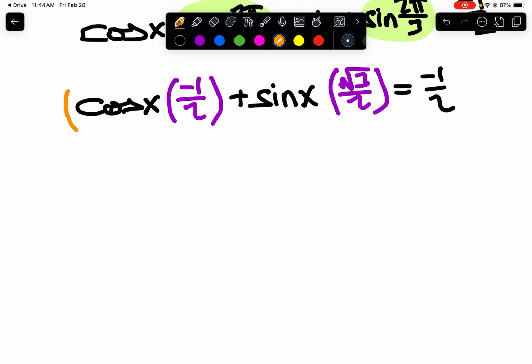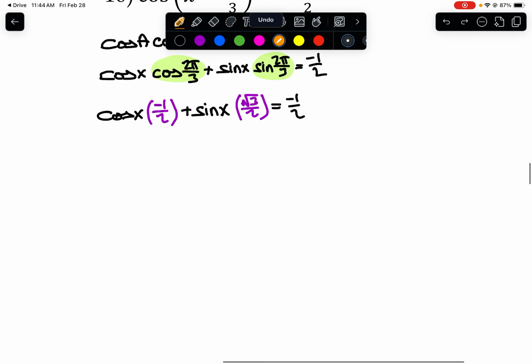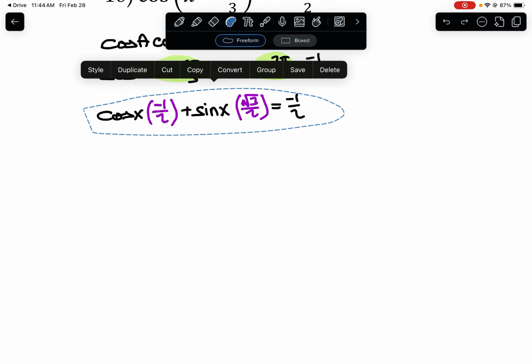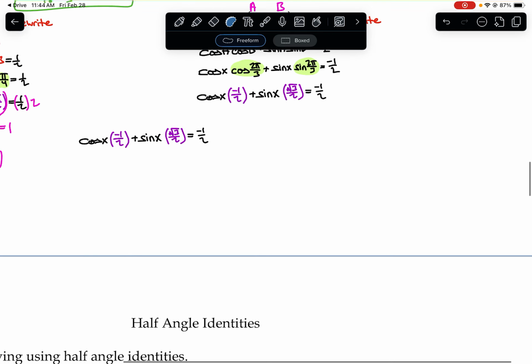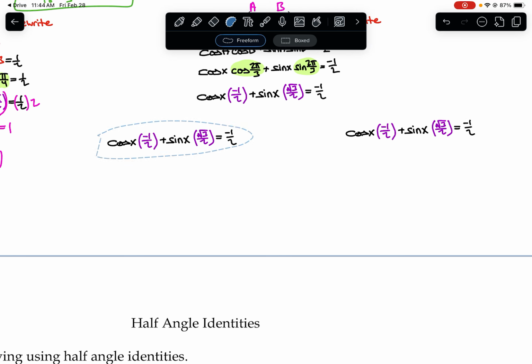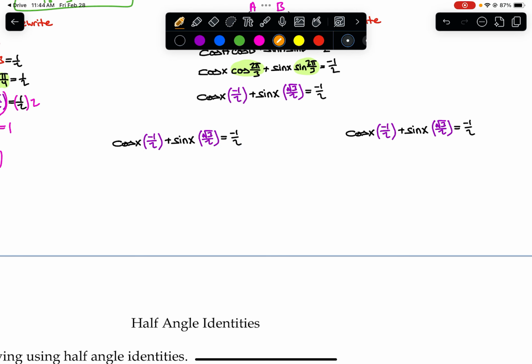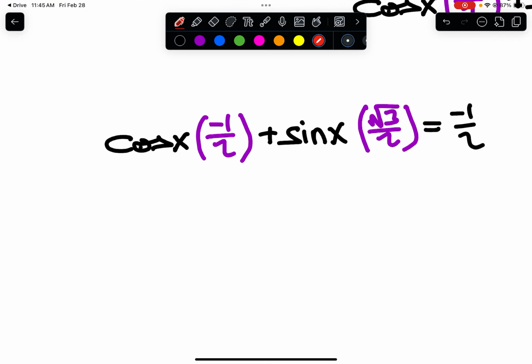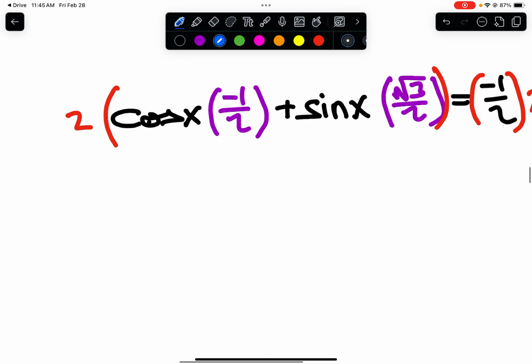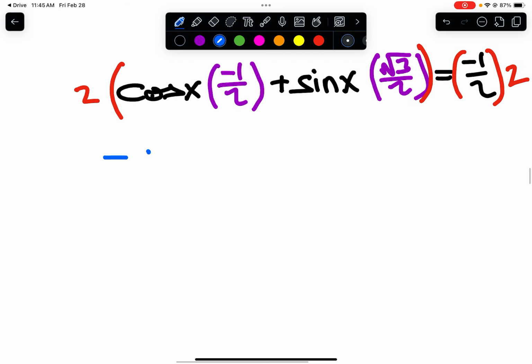So the first one I'm going to do, actually, let's do this. I'm going to do option 1 over here, and I'm going to do option 2 over here. That way you can see both, and you can see all the variations. So over here on the left side, let's start with a positive 2. If I were to multiply by a positive 2, that means I'm going to have a negative cosine x.